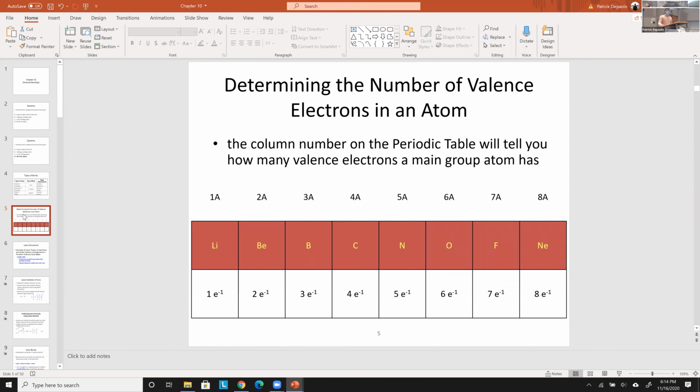So, determining the number of valence electrons. This should be a review for all of you, but just to recover it: if you have group 1A, 2A, those are what? Remember, 1, 2 valence electrons, 3A is 3, 4, all the way up to 8. Those are the number of valence electrons in the atoms.